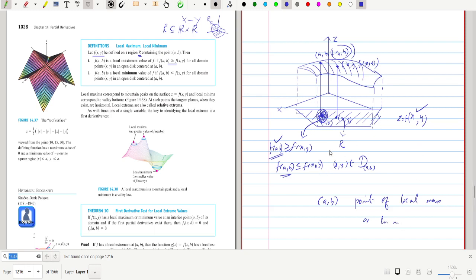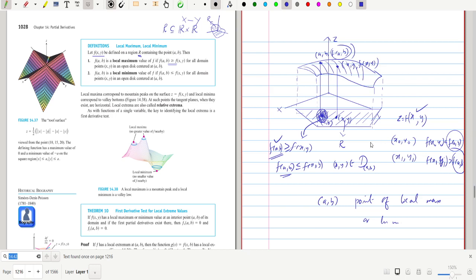If (a, b) has this property: in any neighborhood or any disk at (a, b), you can find some (x0, y0) such that f(x0, y0) is strictly less than f(a,b), and there exists another point (x1, y1) at which f(x1, y1) is greater than f(a,b). If this is true for any disk about (a, b), then you can say that this f(a,b) is neither local maximum nor local minimum.